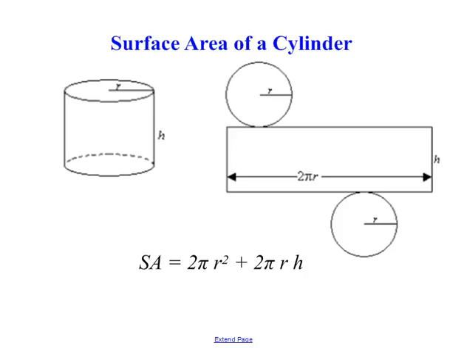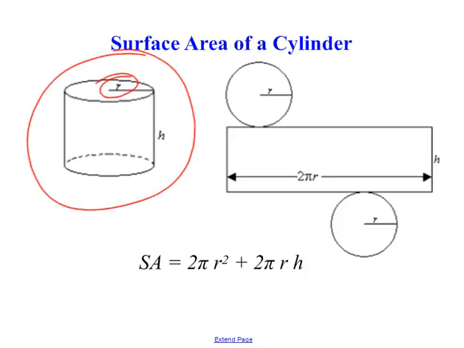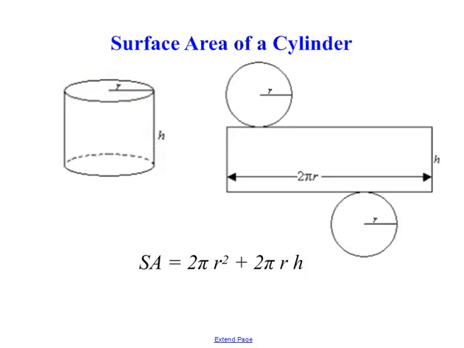Next, we're going to talk about surface area of a cylinder. You can see the picture on the left is our cylinder. We have marked the radius and the height of the cylinder. Now, the best way to understand the surface area formula of a cylinder is to unravel the cylinder, so to speak. Now, we know that the top of the cylinder is a circle. That's where this circle comes from. We know the bottom of the cylinder is a circle. That's where this circle comes from.